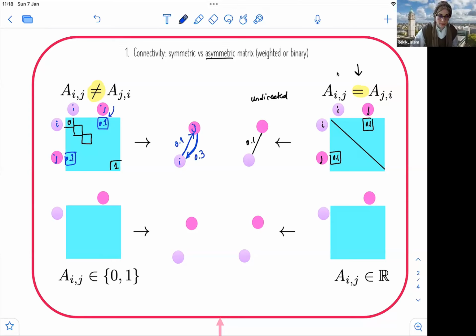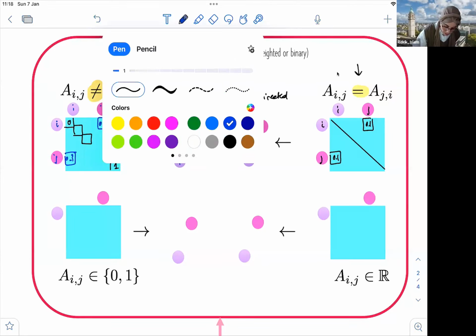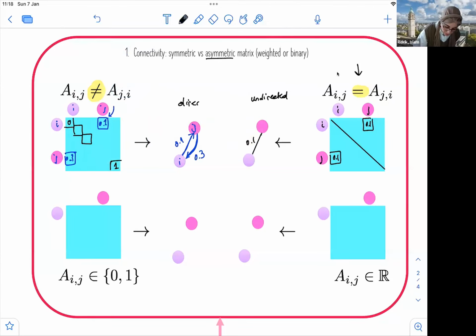Okay, so this graph is directed. So in this case, we have a directed graph. So whenever we have a matrix that is asymmetric, it means our graph is directed. And when our matrix is symmetric, it means our graph is undirected. And now let's look at how this manifests the problem.